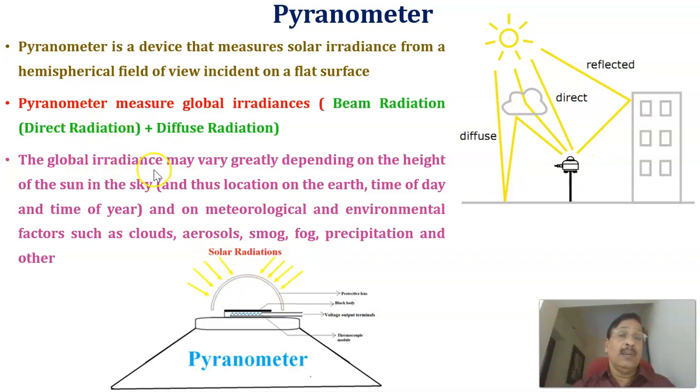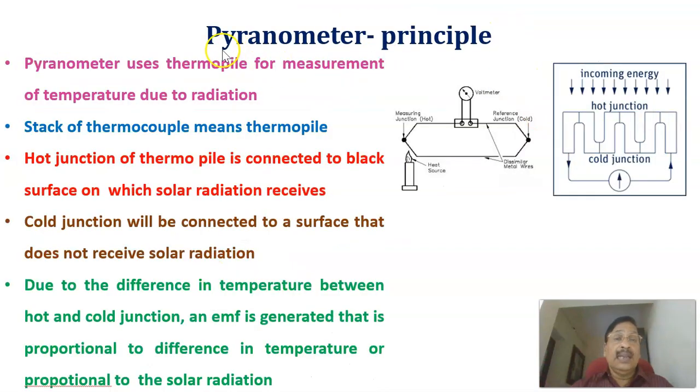That is global irradiance. This is just a pictorial, as we already see. This is the direct beam, this is the reflected beam, and this is a diffused beam that is falling on the earth. Coming to the principle of pyranometer.